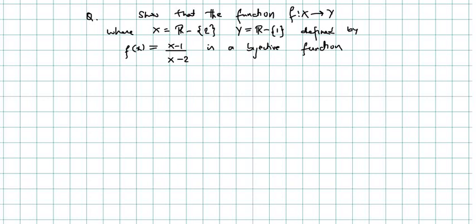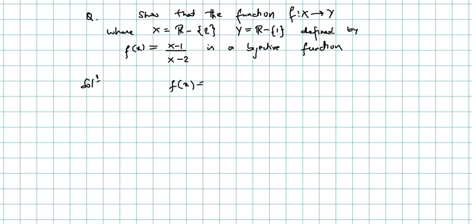Let us see. The question says, show that the function f from X to Y, where X is R minus 2 and Y is R minus 1, defined by f of x, is a bijective function. Now, clearly this is a rational function, and I have taught you how to draw the graph of rational functions.